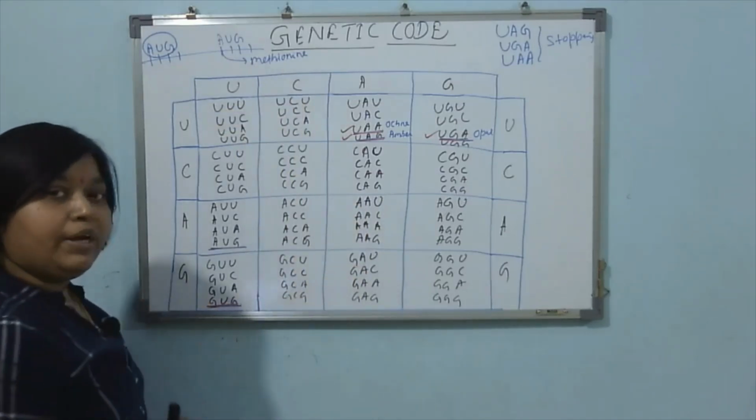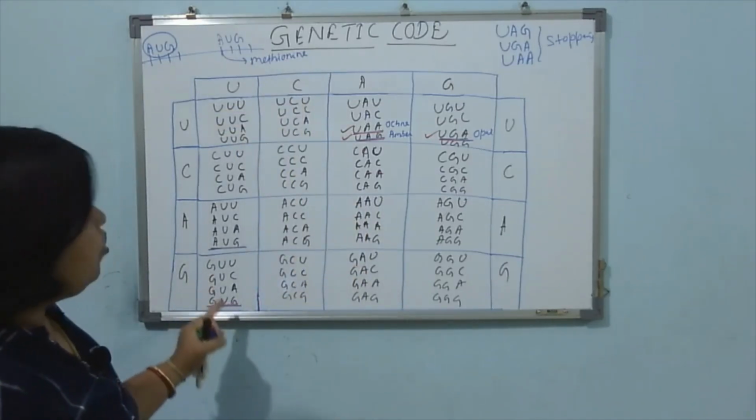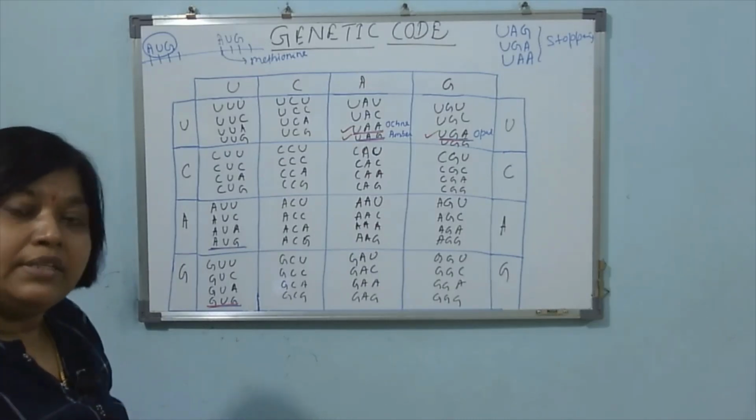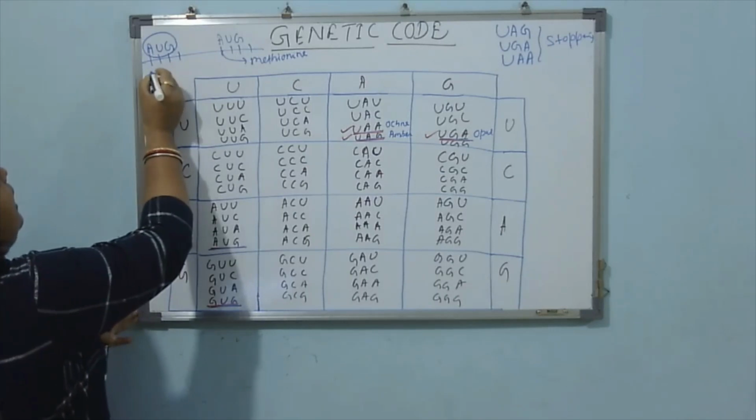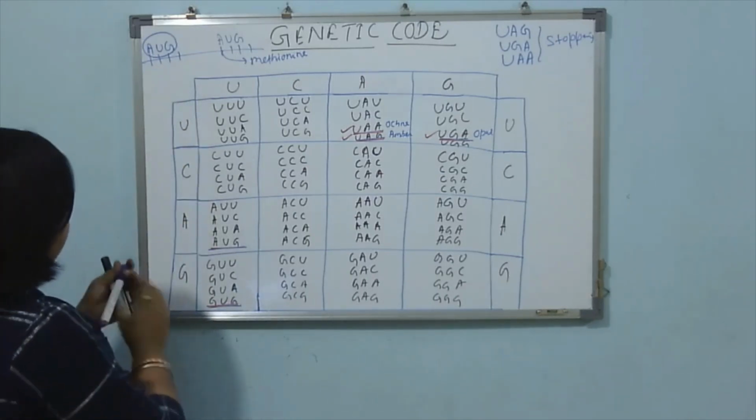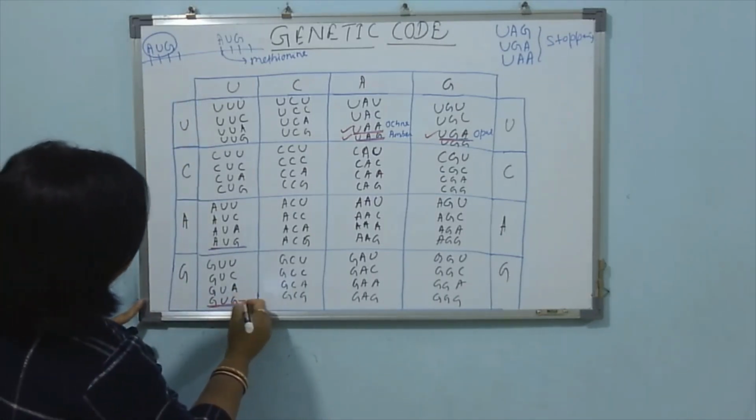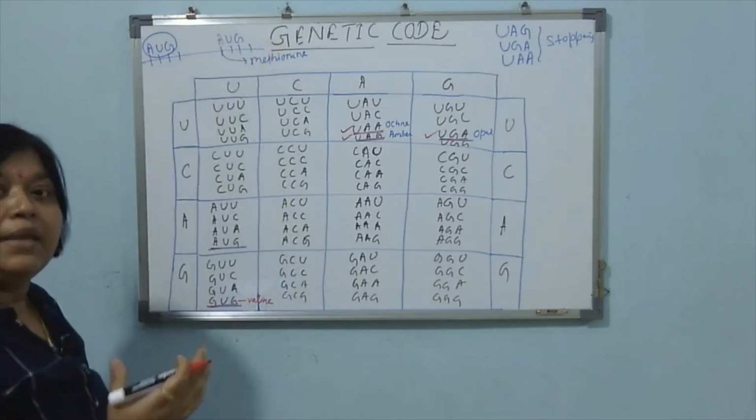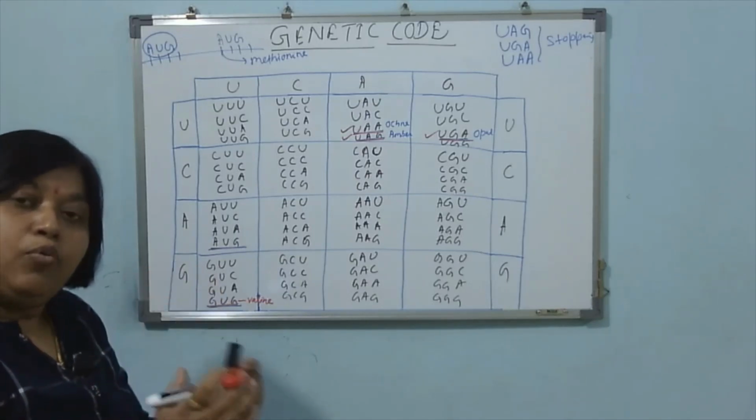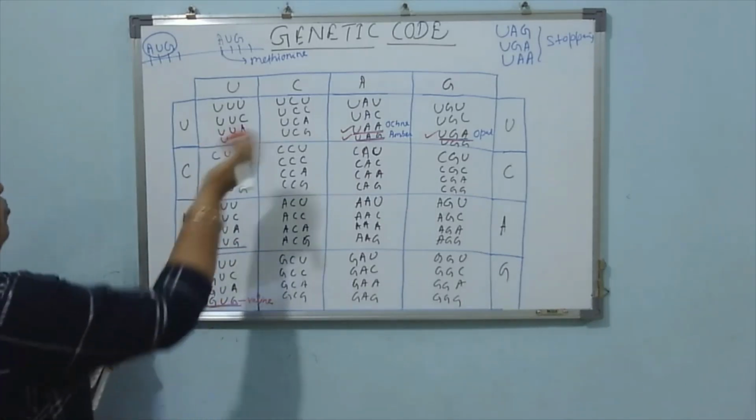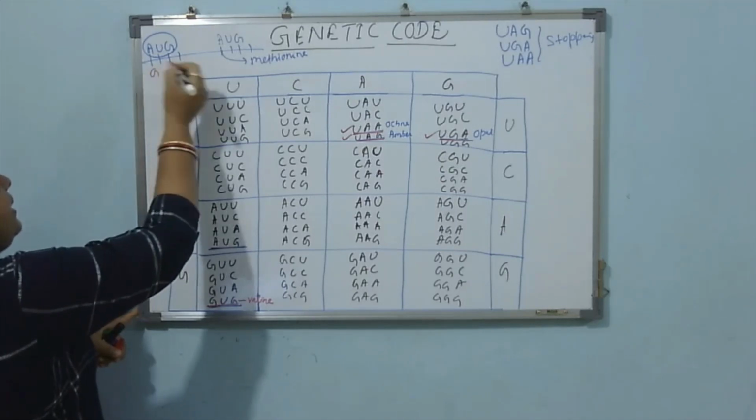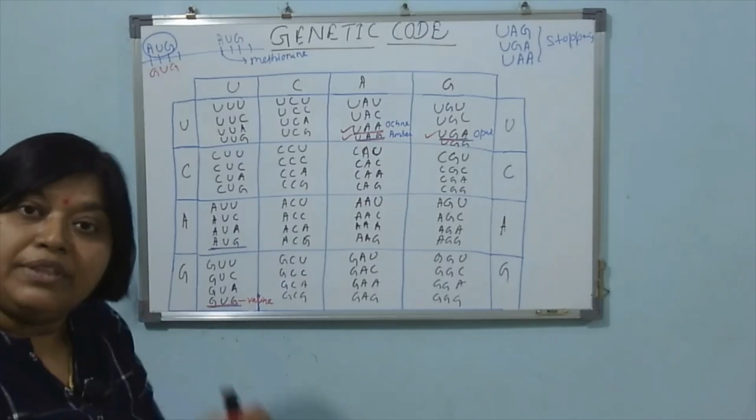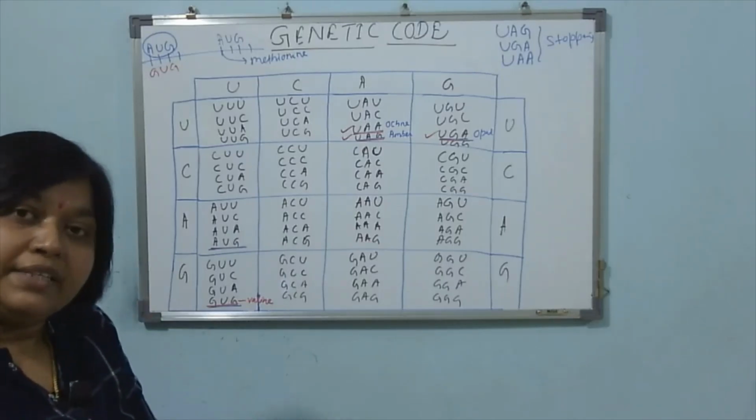Similarly, another triplet codon, GUG, also sometimes acts as an initiation codon for protein synthesis when it is present at the initial site, but normally it codes for valine. If it is present in between in this mRNA, it will code for valine, but when it is present at the initial end of this mRNA, protein synthesis will start there.